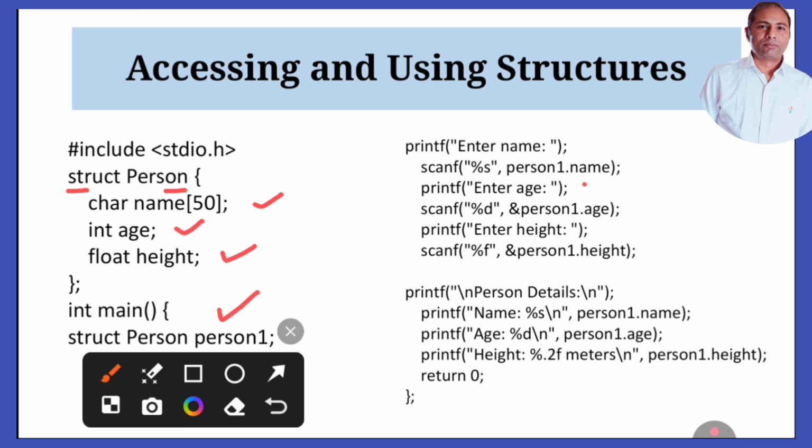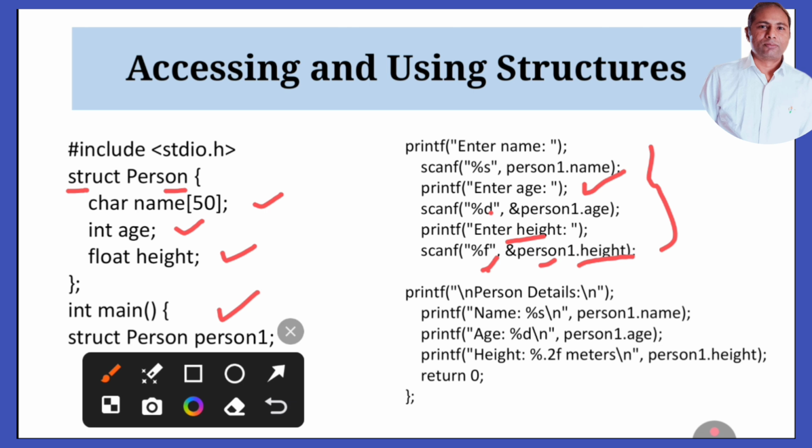If I want to ask the user to enter the age, I will be writing %d and &person1.age. Same thing, if I want the user to enter the height, which is a float, I will be writing %f and &person1.height. So we are using a dot between the structure and the member. Like this, the user will be entering all the data of the person.